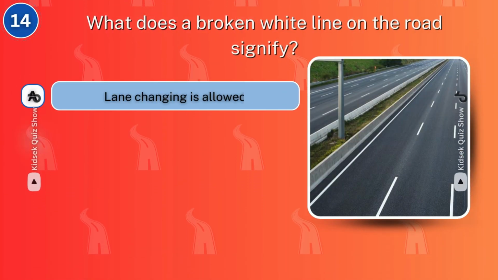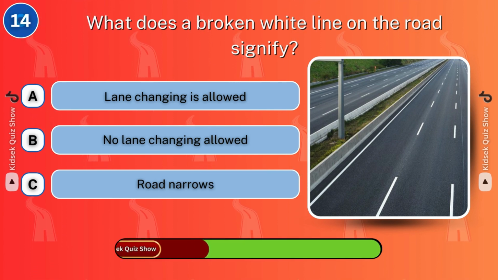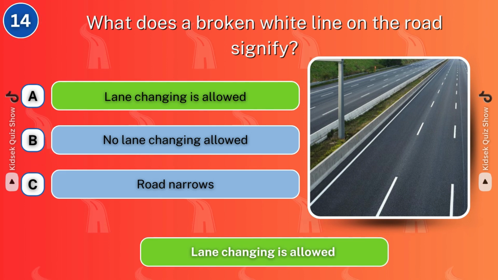What does a broken white line on the road signify? It means lane changing is allowed.